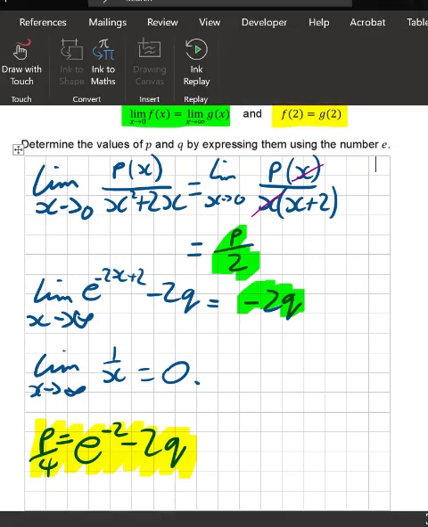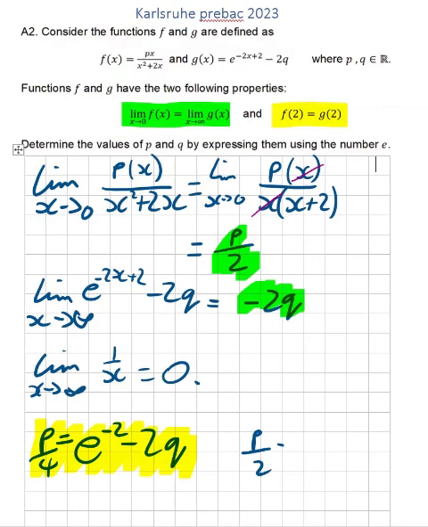And now moving on from there, I'll put this new result that I have. I know that these two things are supposed to be equal to each other. The limit of f of x as x heads towards 0 should be equal to the limit of g of x as x heads towards infinity. So these two results, p over 2 is equal to minus 2q. That's my second result, and I'm leaving that right there.